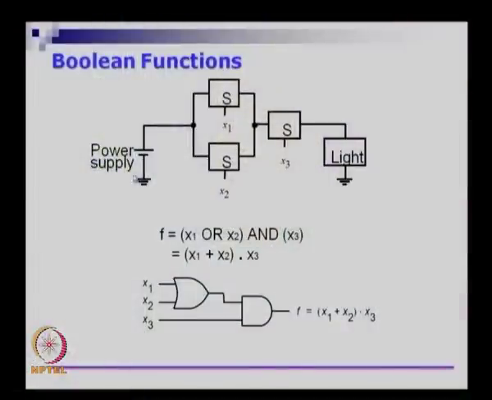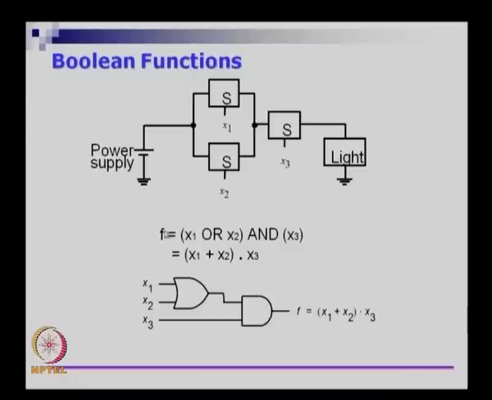So let us go back to Boolean functions. We looked at this circuit yesterday where we have a power supply and a light, and we have two switches x1, x2 in parallel and x3 which is in series. If I give you such a circuit, we argued that either x1 or x2 should be on and x3 must be on definitely for the light to glow.